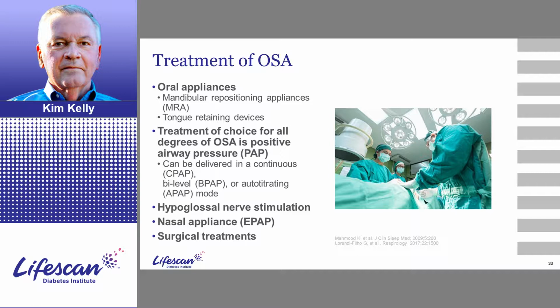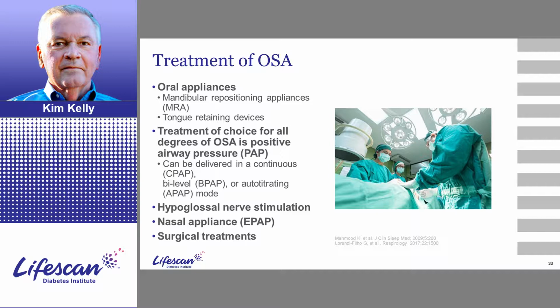The treatment of choice for all degrees of obstructive sleep apnea is positive airway pressure. Positive airway pressure originally was a continuous stream at a continuous pressure. It made many patients uncomfortable, so adherence to CPAP was a bit problematic with the earlier devices. Later on, bilevel continuous airway pressure, higher pressure when you breathe in, and then lower pressure allow you to breathe out.